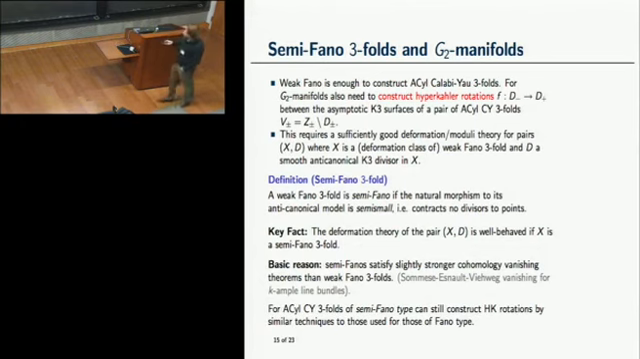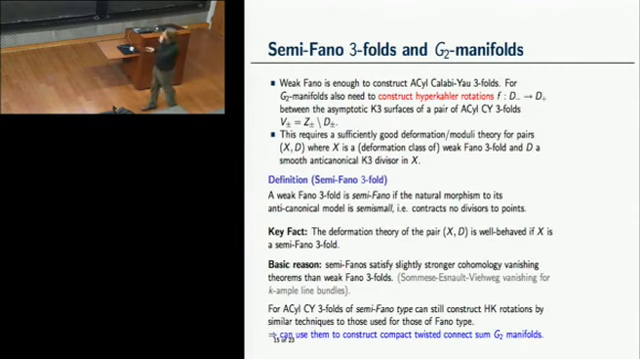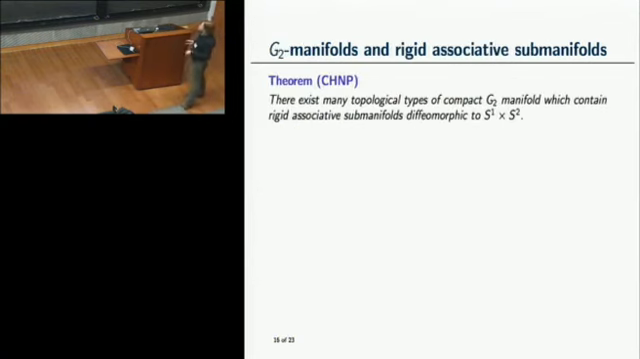So the upshot is weak Fano is enough to get your Calabi-Yaus, but if you need to be able to match, you need a bit more, and the most general class for which things seem to be sort of under control for general reasons is this class of semi-Fano threefolds. So once you can do this, then you can construct the compact G2 manifolds.